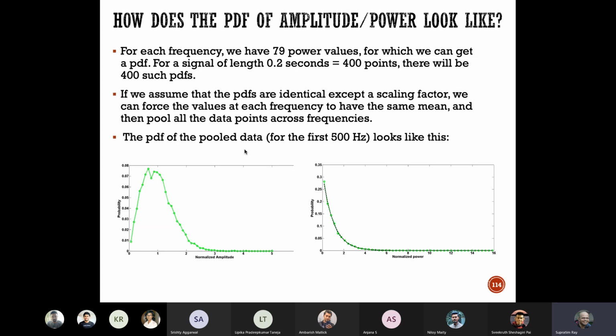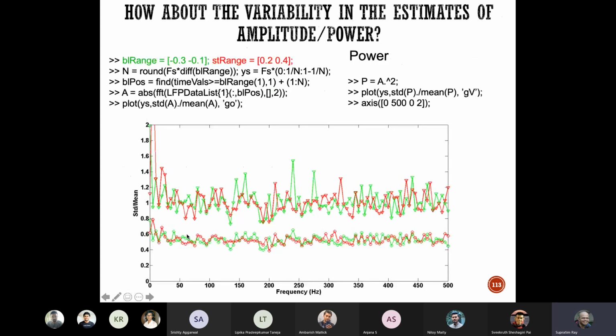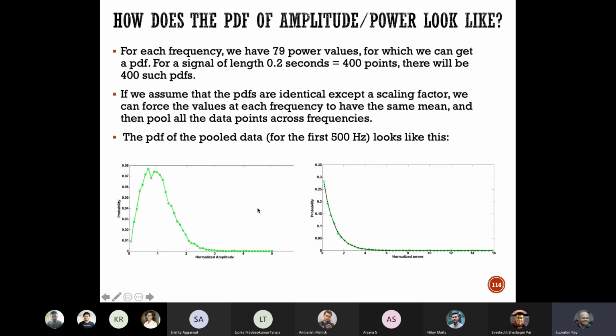Okay, this was actually first shown in the 1970s by a guy called Brillinger, 1971. But that paper is so hard to read that we can't get to it. But you see Brillinger's proof in action here. For any frequency, if you were to make a histogram, the power histogram would look like this, the amplitude histogram would look like that.